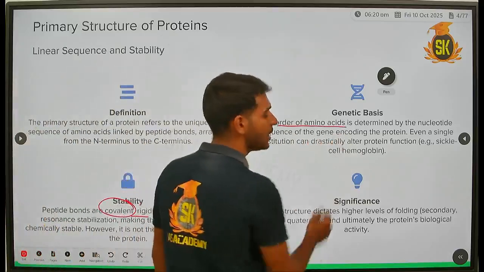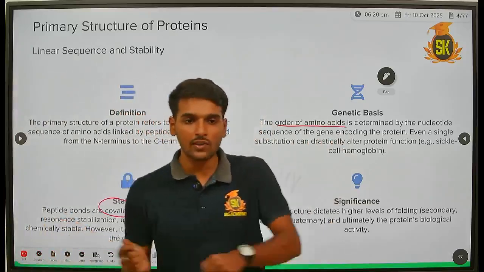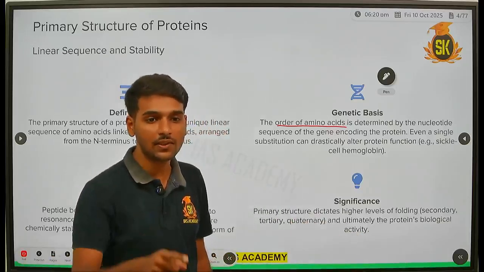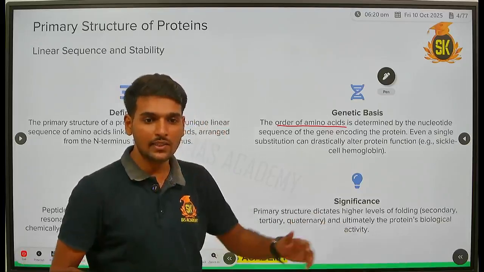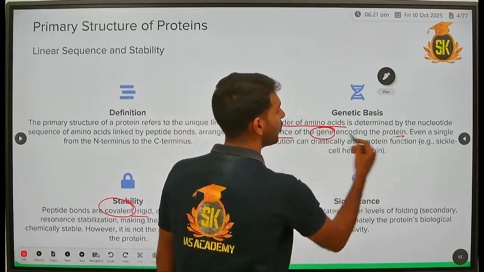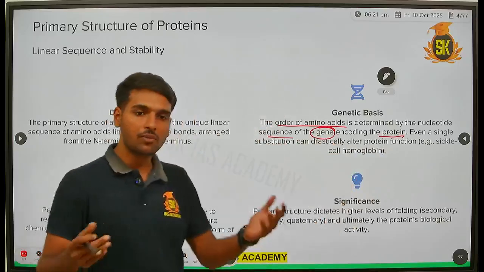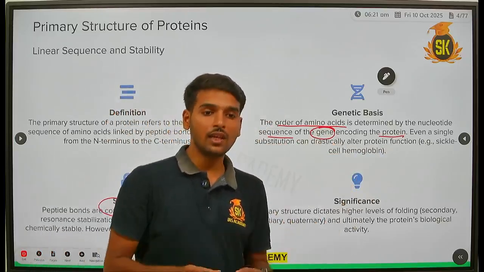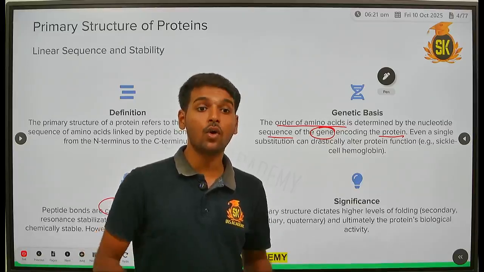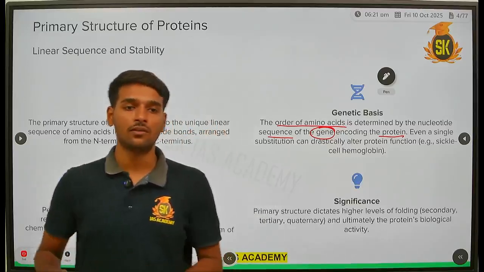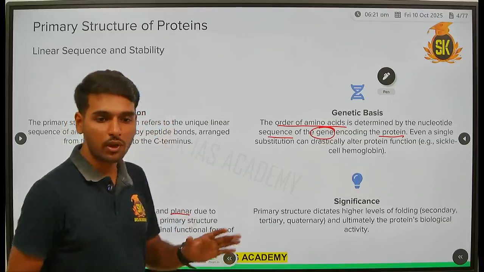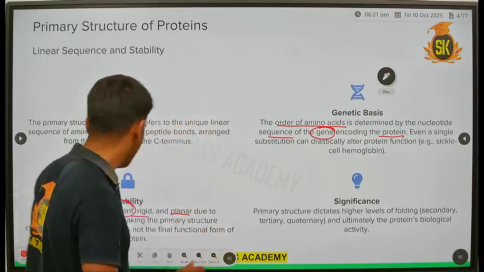the order of amino acid, in which order the amino acid is in the primary structure, is determined by the DNA sequences, nucleotide sequences, ATGC, all those things. Okay, so sequence of the gene encoding the protein. We know that the mRNA molecule which undergoes translation has different types of codons, right? One is the start codon, which codes for methionine. So these are responsible for the production of the primary structure of the protein.